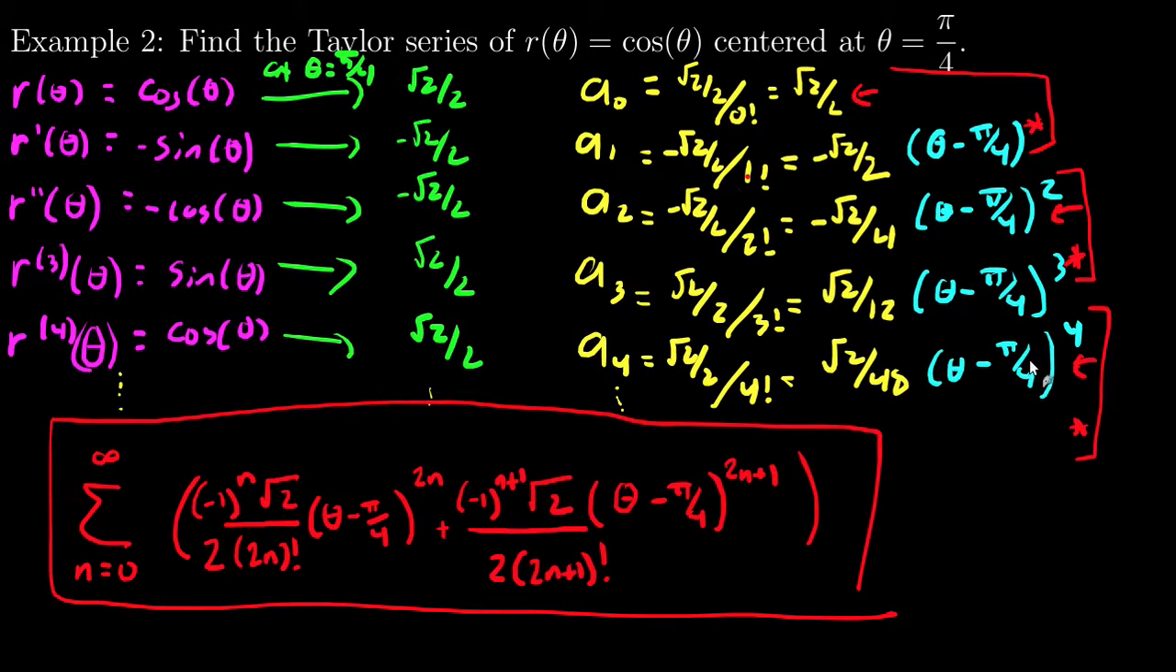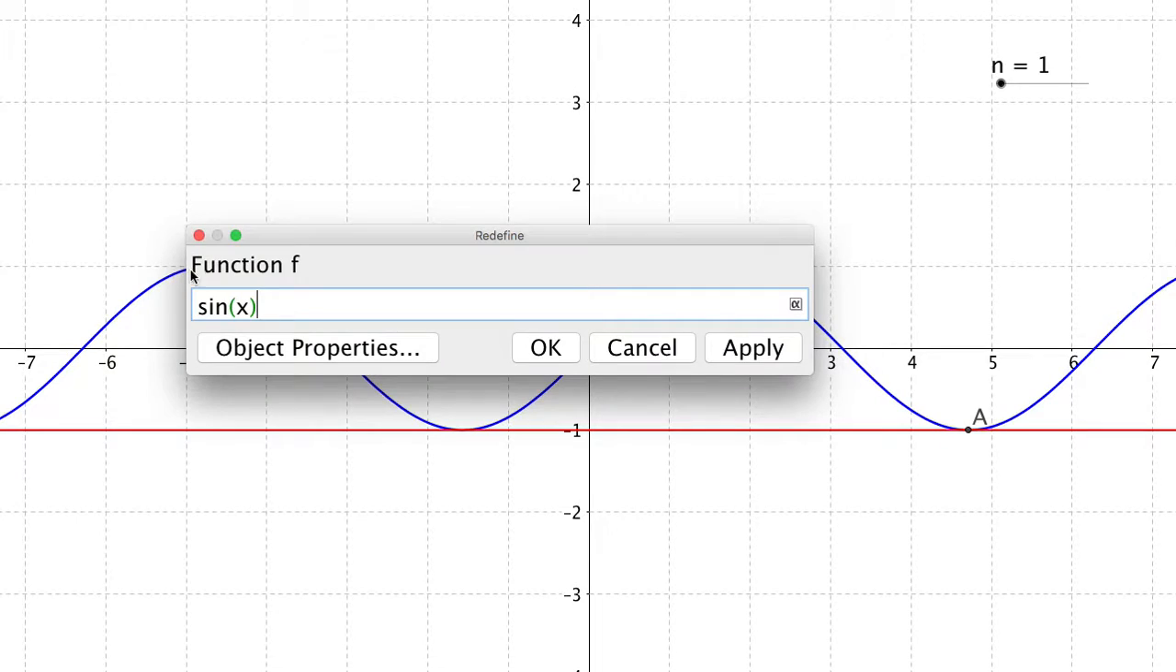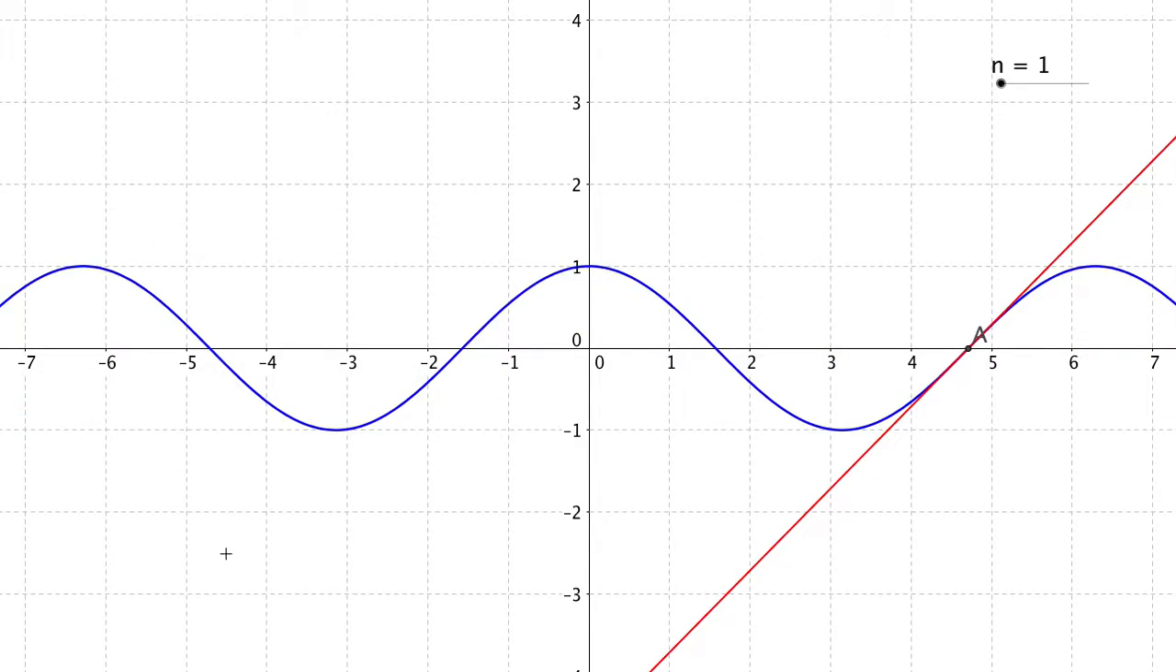Much trickier to see the pattern. You can see where I got all the stuff, but it's a mess. Let's graphically look at what just happened. So in here I'll change my function to cosine. And I will center it now at pi over 4.